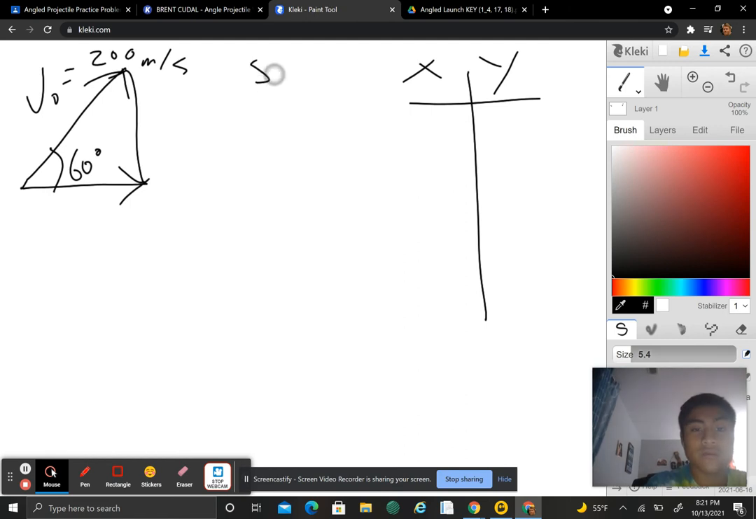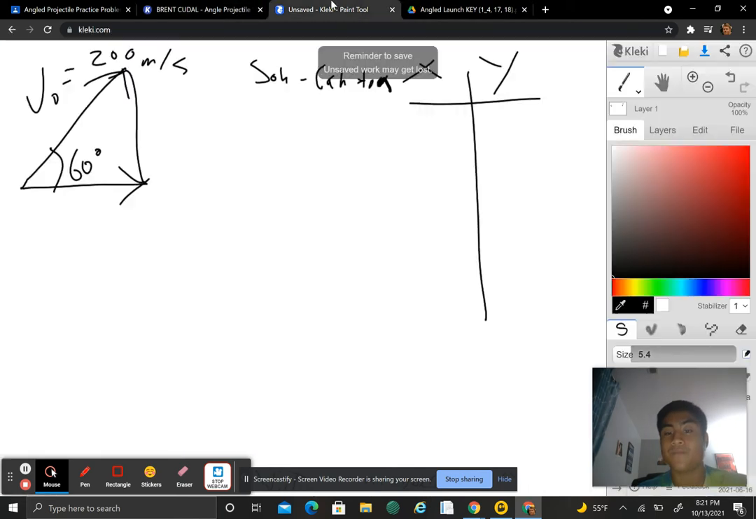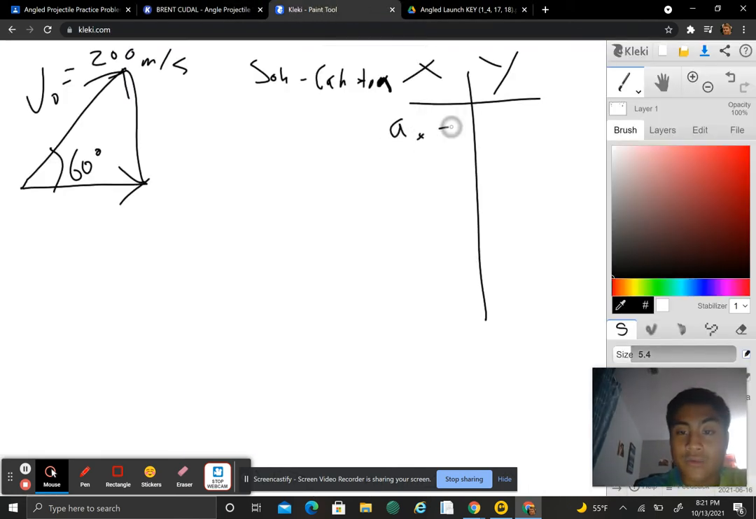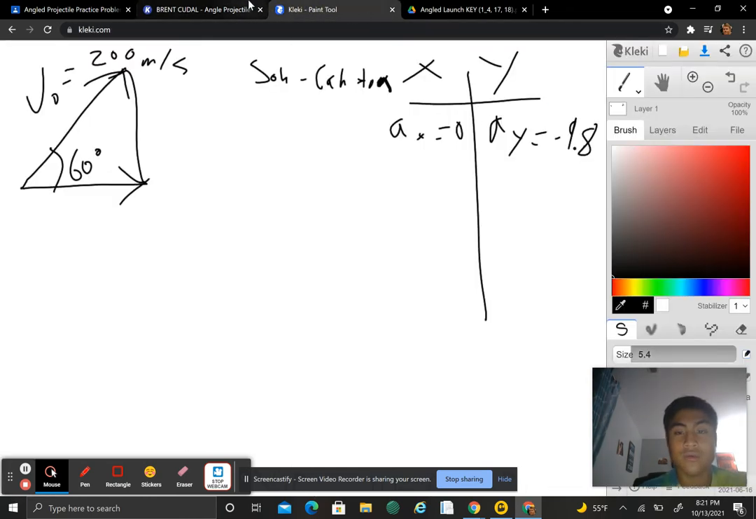This is easy, really, because this is really dependent on SOHCAHTOA, as many of these, I believe, will be. So, remember, a of x, unless stated otherwise, is always going to be 0. A of y is always going to be negative 9.8. The initial v of x and the initial v of y can both be solved by using SOHCAHTOA once again. So, let's find the initial v of y first.